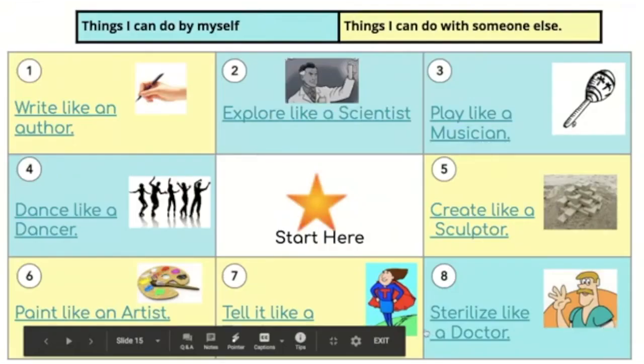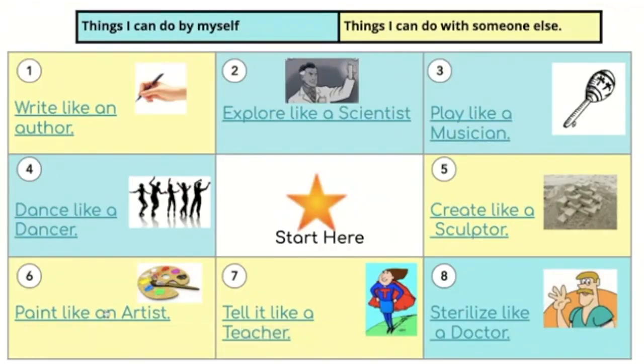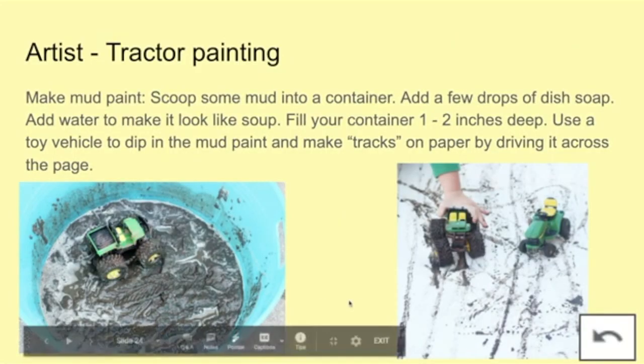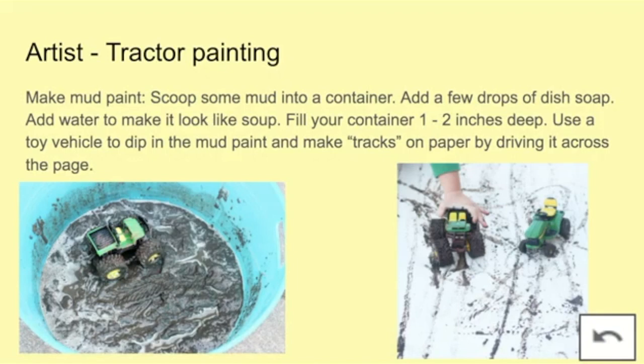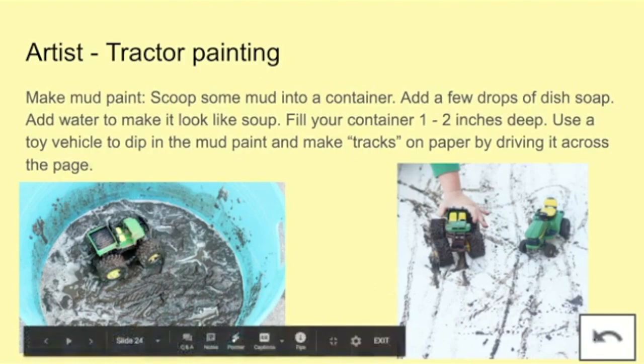When I look at painting like an artist, this is one that is again related to the Mrs. Wishy-Washy's farm, where you actually make mud paint. So you take some mud, put it in a container. Spring's a really good time to collect mud. Add some dish soap, which makes it paint better, and then add water to make it look like soup. And then you can draw using any vehicle, making tracks across your paper.